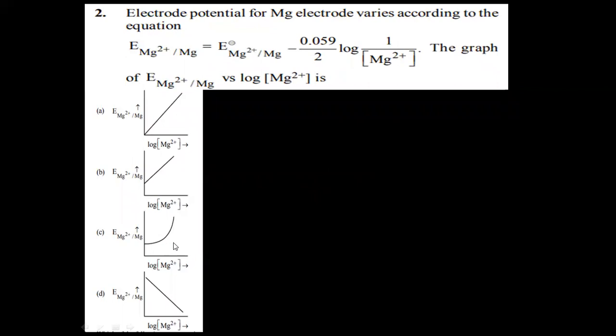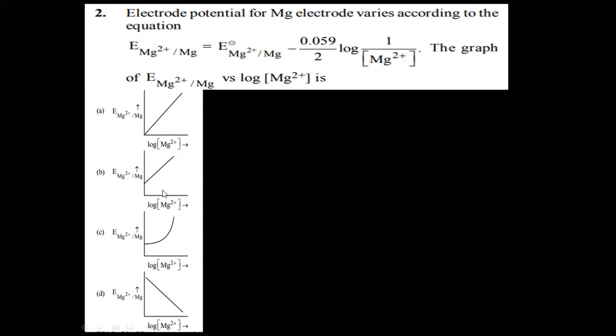Then, the electrode potential for magnesium electrode varies according to the equation, that is E Mg2 plus bar Mg, that is equal to E naught Mg2 plus bar Mg minus 0.059 divided by 2 log 1 by Mg2 plus, that is concentration of Mg2 plus ion. The graph of E Mg2 plus bar Mg versus log concentration of Mg2 plus is.